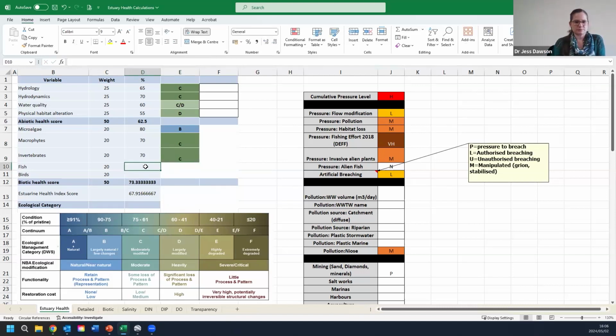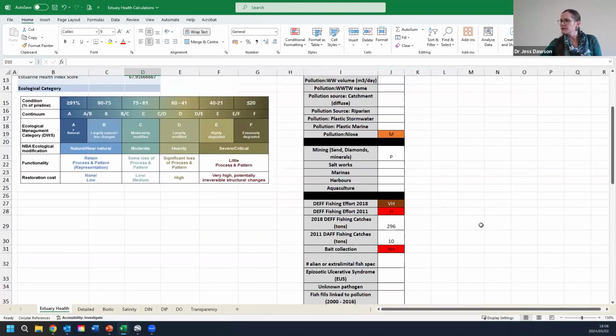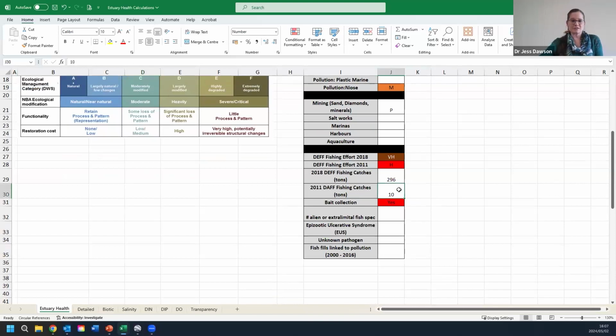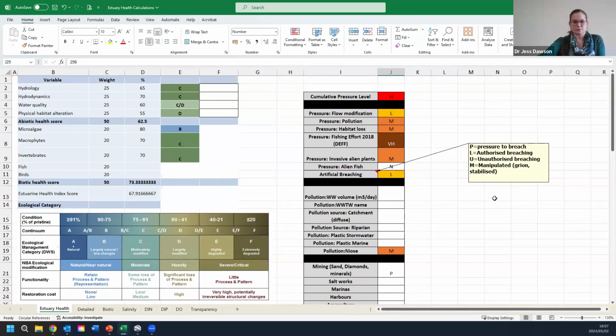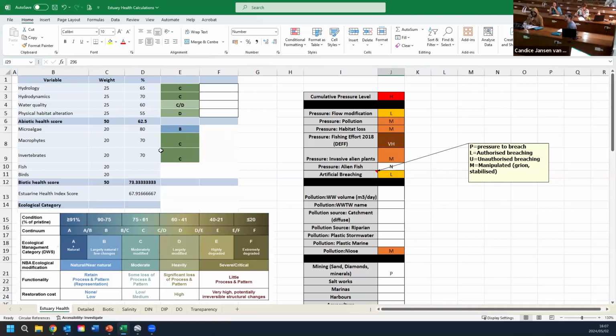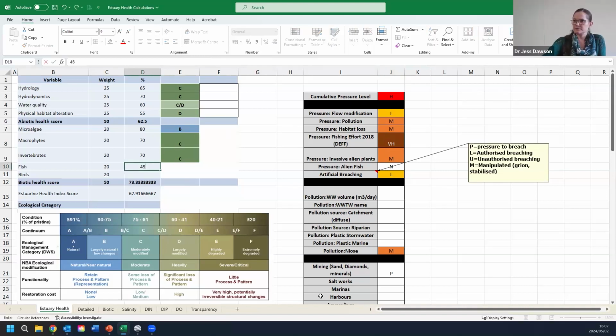Fish. So this is the one where we've gone from, what, 10 tons of fish collected annually to 296 tons of fish collected annually. Very high fishing pressure. We're going to give that a 45.